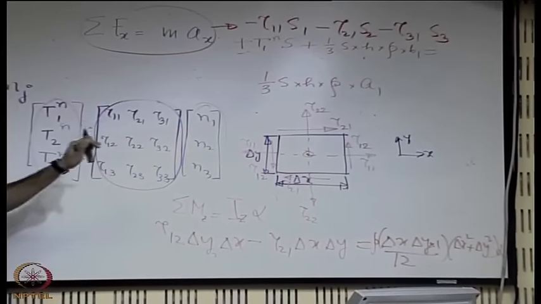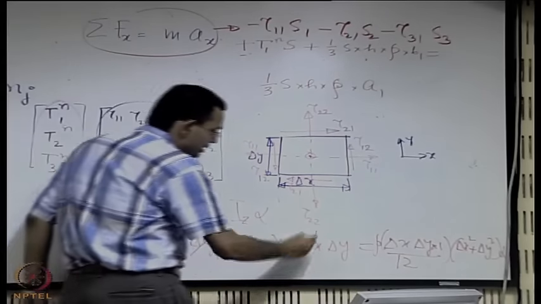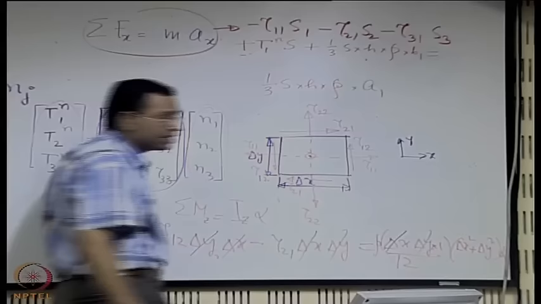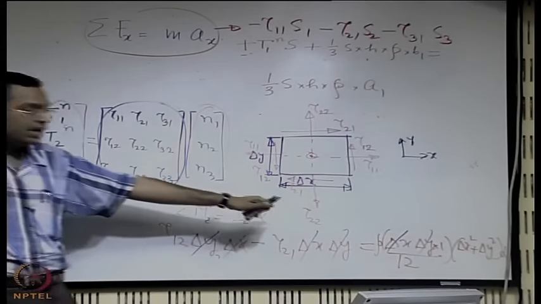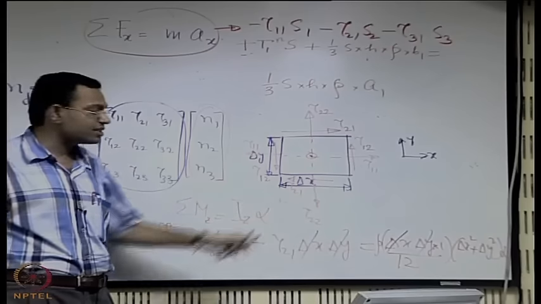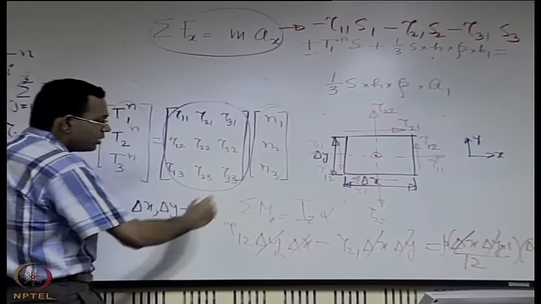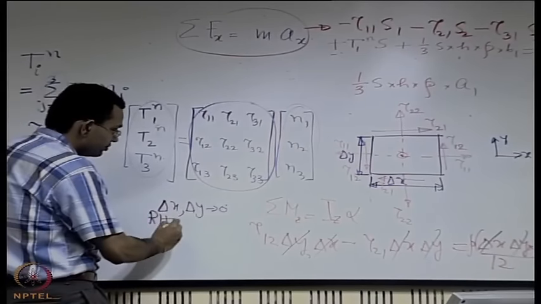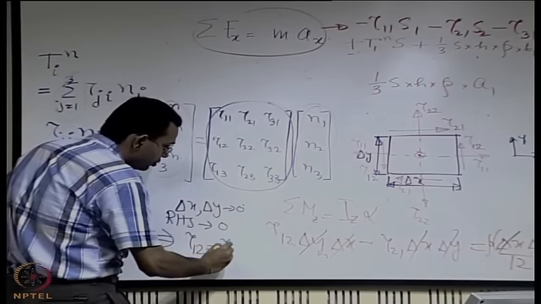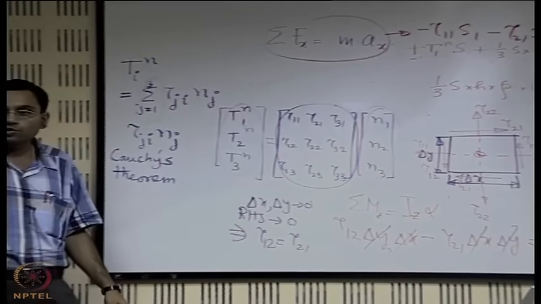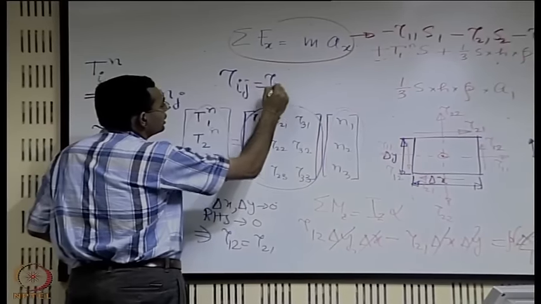Keep in mind that delta x and delta y are small and tending to 0. If you cancel by considering that these are tending to 0 but not equal to 0, then because delta x and delta y are tending to 0, the right hand side tends to 0, and that gives a very interesting result: tau 12 is equal to tau 21. So in general tau ij is equal to tau ji.